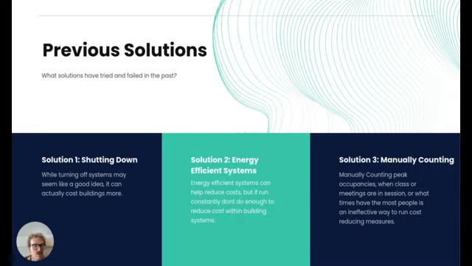Some previous solutions that have been in place are shutting down systems, trying energy efficient systems, and manually counting things like temperature or HVAC changes. But none of these systems are correctly catching all the inefficiencies of the system or creating a system that fluctuates with you and allows you to use your building in the way you want.